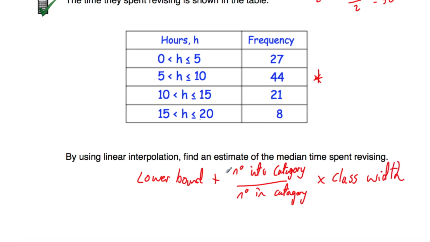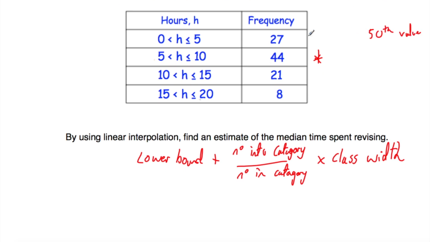So if we want to find an estimate for our median, we'll look at this class interval. We'll find the lower bound, which is 5. Then we'll find the fraction into the group we want to go. Because we've gone 27 and we're looking for the 50th value, we need to go number 23 into the category out of the 44 in the category. So that's going to be our fraction times the class width, which is 5. So let's just use that formula.